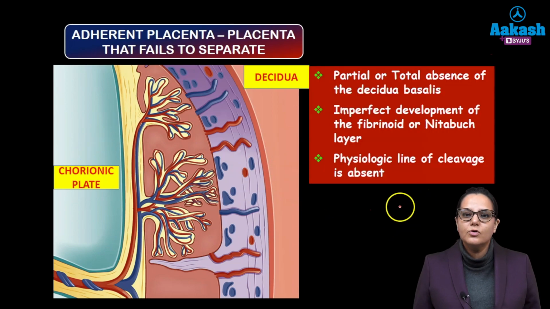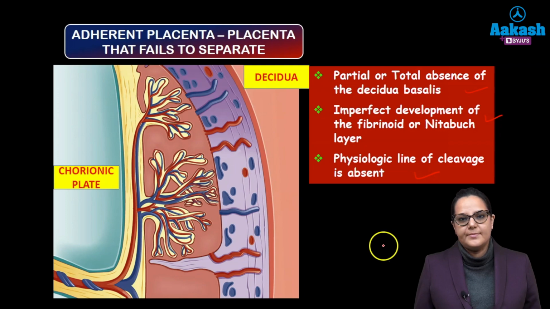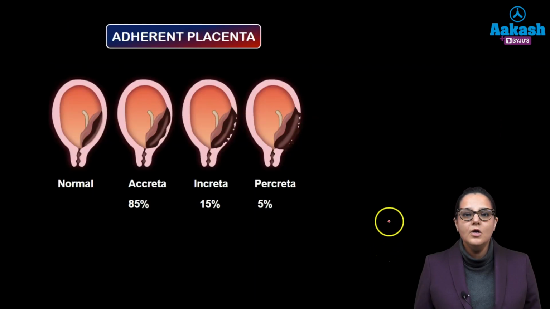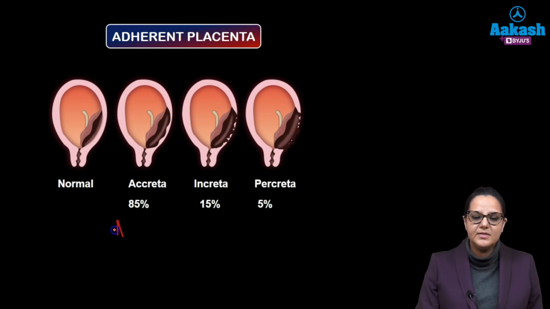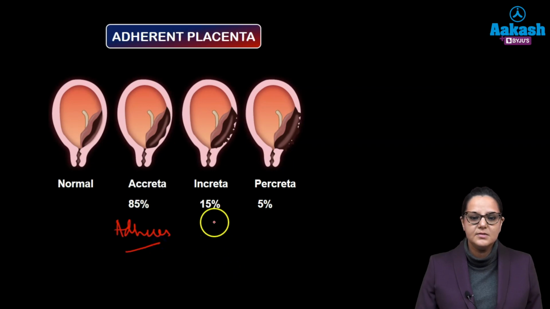So what are the causes which can lead to an adherent placenta? Like the placenta is not able to separate. So either there is total absence of the decidua basalis, there is imperfect development of the Nitabuch layer, right? Or the physiological line of cleavage only is absent. Okay. So adherent placenta can be of three types. Accreta, which means adheres. It is seen in 85% of cases.